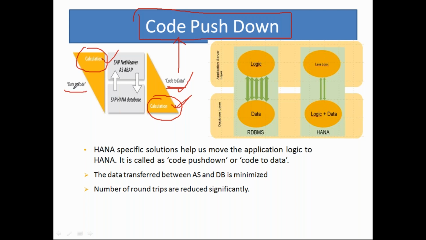This is data to code. Data to code means get the data, then code it here. That is data to code. This is code to data. In a traditional RDBMS, most of your logic is at the application layer, with a lot of round trips, and this is the database layer. In HANA-like databases, your data plus logic are here only. Database layer logic means calculation, and there is very little logic at the application layer level.